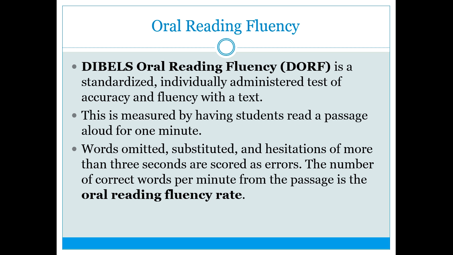So for our purposes, we will only be using one part of the DIBELS assessment package. This is one that measures oral reading fluency. This is a test of accuracy and fluency with which a student reads a passage of text. In this assessment, the student reads a grade-specific passage out loud for 1 minute. The staff member who is administering the test listens and records the number of words correctly read by the student in this 1-minute period. The result is the student's oral reading fluency rate.